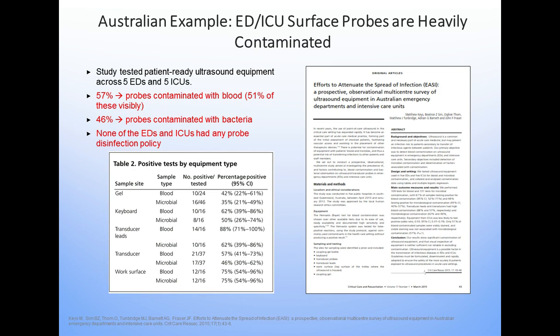This is an Australian study that looked at emergency departments and ICUs in 5 hospitals, and they found that blood was contaminating the majority of ultrasound probes, ultrasound probe cables, and consoles. In fact, 57% of probes were contaminated with blood, and they used a hemoglobin detection kit, and only half of these had visible blood on them, so they had microscopic levels of blood in many cases. Half the probes were contaminated with bacteria, and none of these EDs and ICUs had any probe disinfection policy. So I think in the critical care segment, there's really an urgent need to address some of these issues.